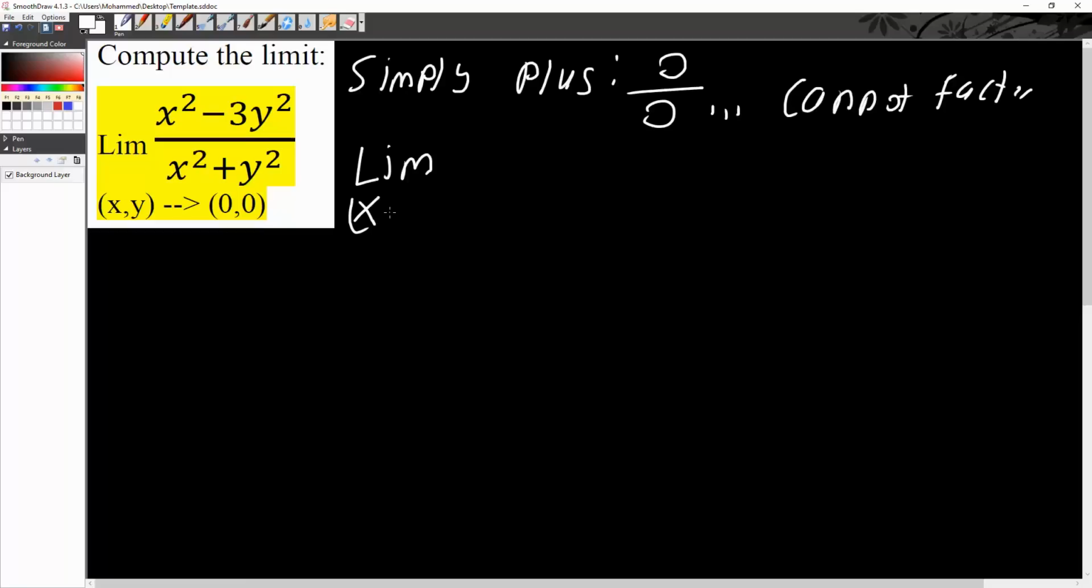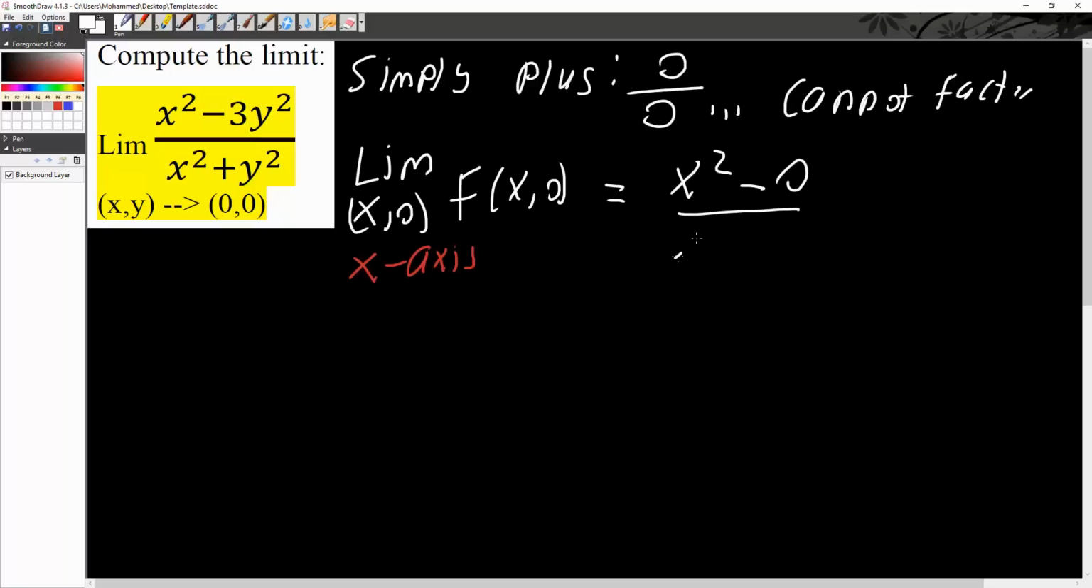as (x, 0), essentially the x-axis. So let me change color real quick. So essentially the x-axis. And so when we try this, what we're going to get is f of (x, 0). And so we plug in: x remains the same, so we get x squared minus, now we insert 0 for y, so we get minus 0, divided by x squared remains the same plus 0. And so this equals 1.